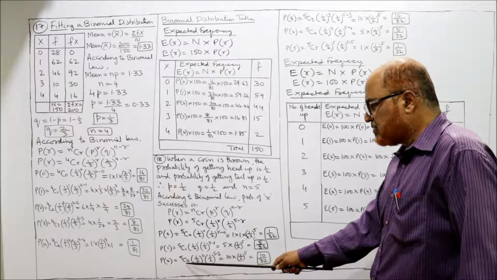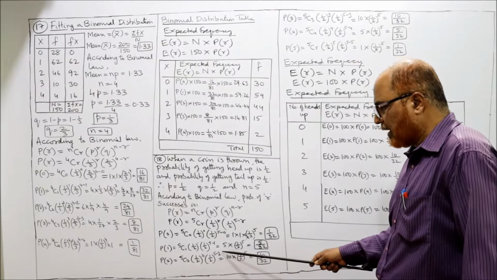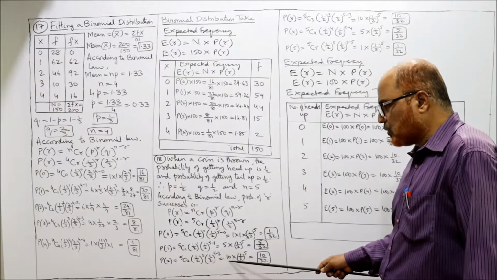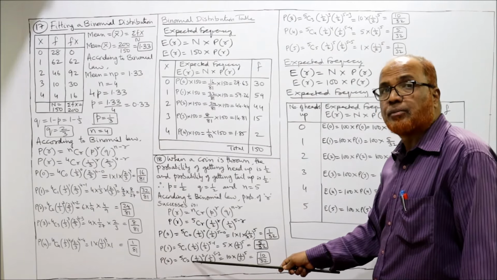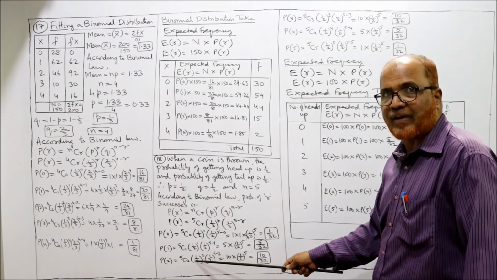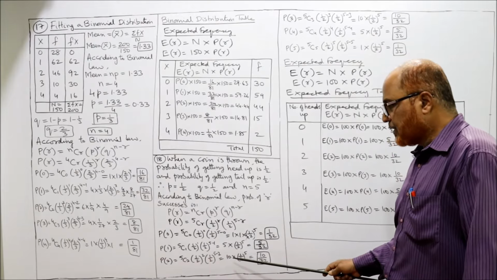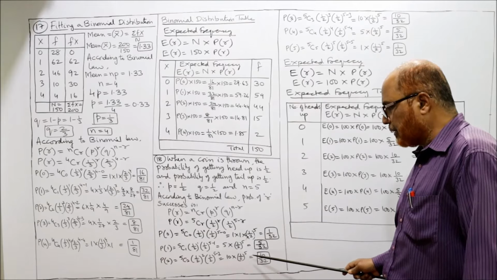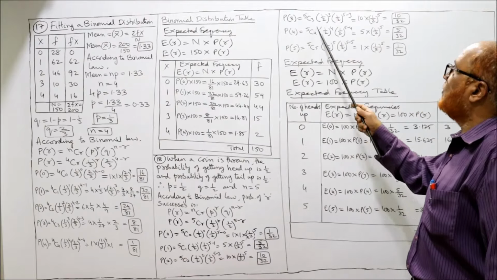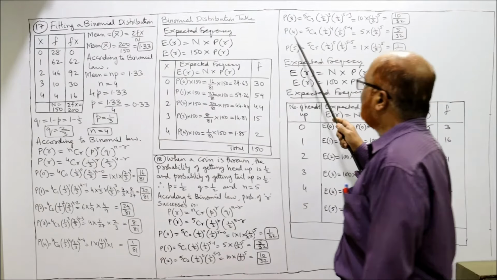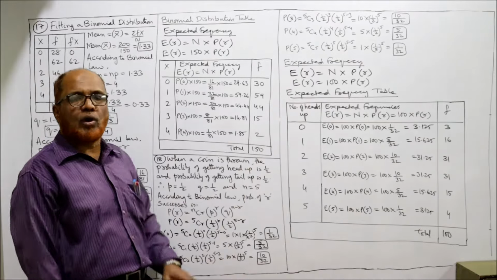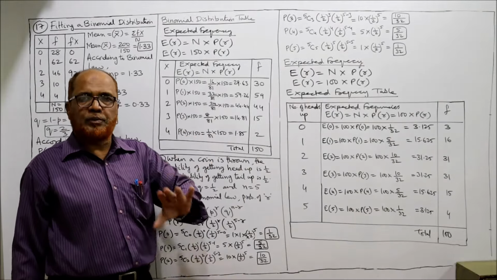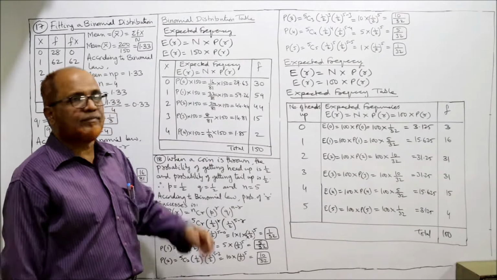P(2) = 5C2, half to the power of 2, half to the power of 5 minus 2. 5C2 is 5 factorial divided by 2 factorial into 5 minus 2 factorial, which gives 10. Into half to the power of 5, so 10 by 32. Similarly, P(3) is 10 by 32, P(4) is 5 by 32, P(5) is 1 by 32. We got all of P(0) up to P(5).